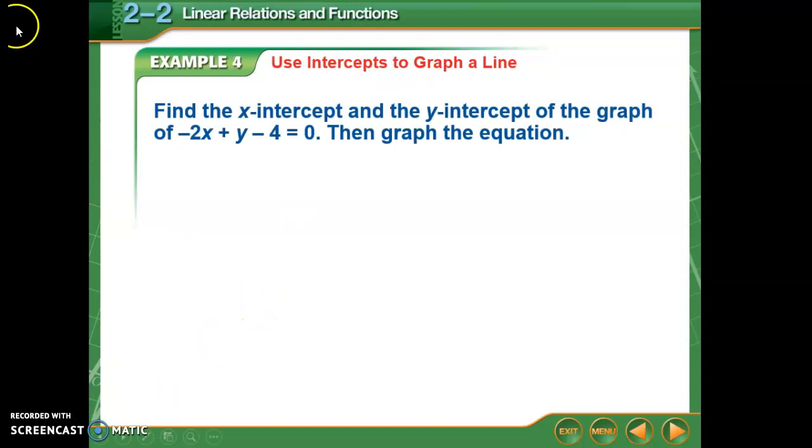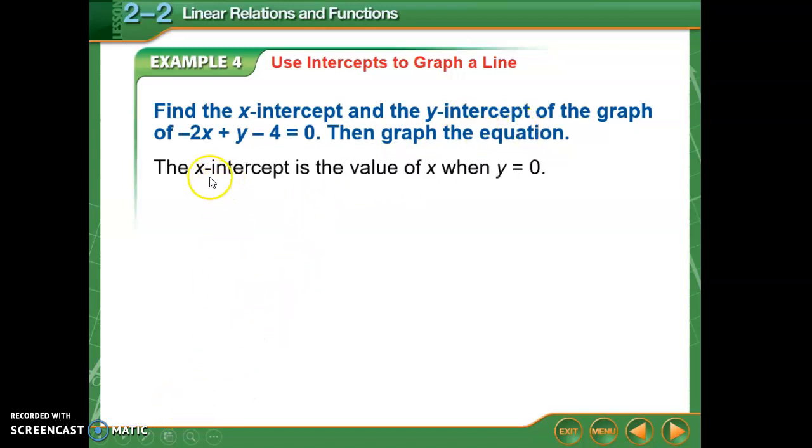Alright, so this time we're going to talk about how to graph a line using intercepts, your x and y intercepts. Alright, so find the x-intercept, meaning the value of x when the graph passes through the x-axis, and y-intercept, the value of y when the graph passes through the y-axis of negative 2x plus y minus 4 equals 0. And then we're going to graph. Okay? Alright. So let's start.